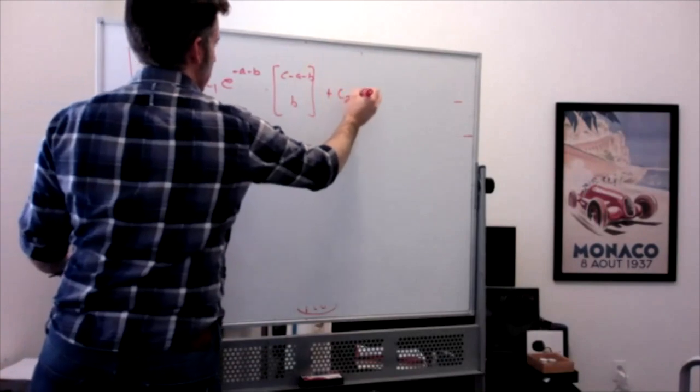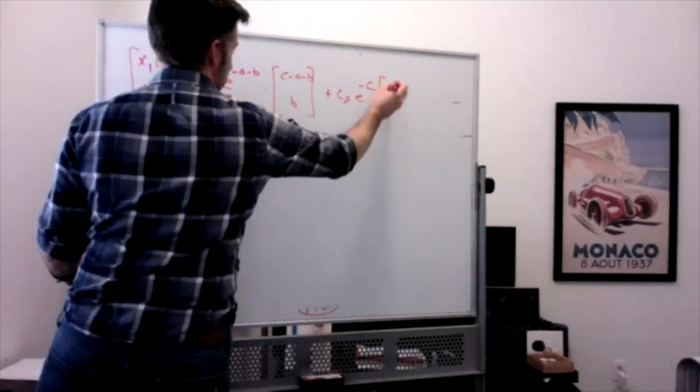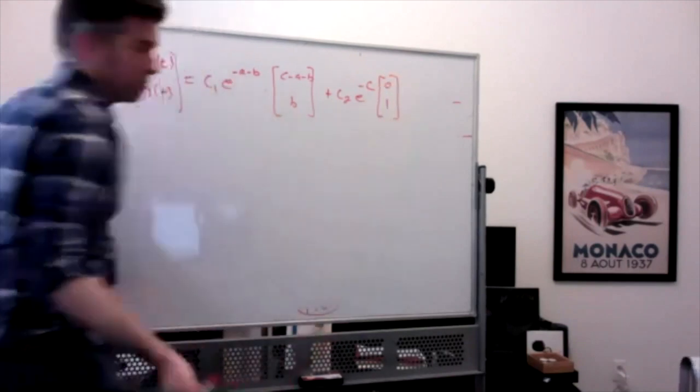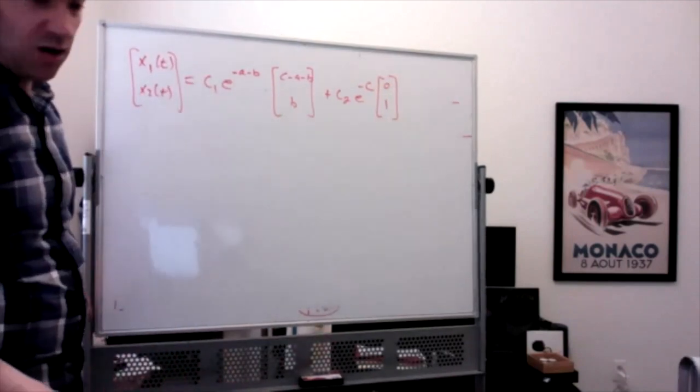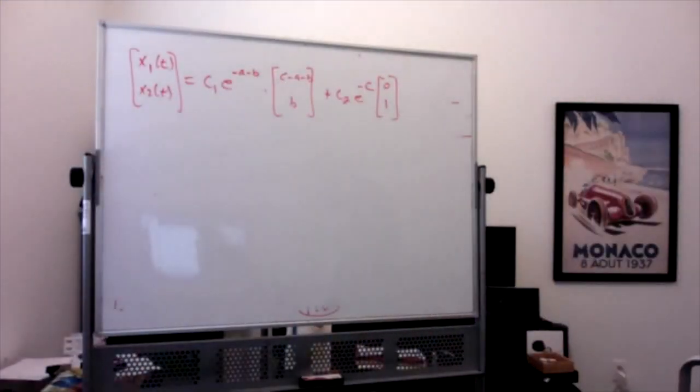Plus c2 e to the lambda 2, which was negative c, times, was it 0, 1? Yeah, 0, 1. All right. That would be our very general solution.